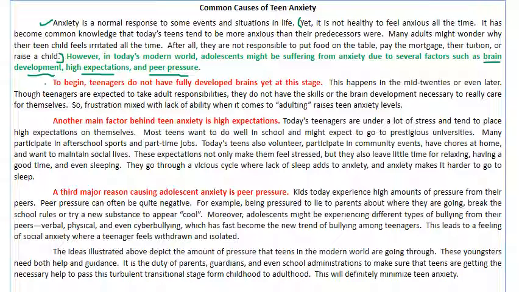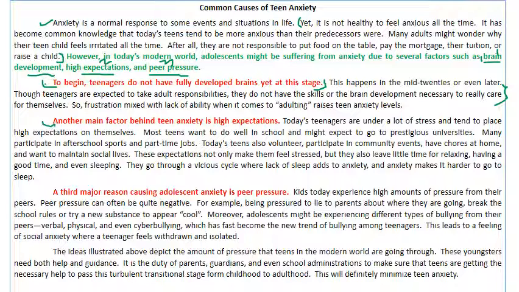So the first cause, the brain isn't fully developed. Here they're obviously divided 1, 2, and 3. 1 in the first body paragraph, 2 in the second, and 3 in the third body paragraph. To begin, teenagers do not have fully developed brains yet at this age. Topic sentence. Here I elaborate, I add more ideas.